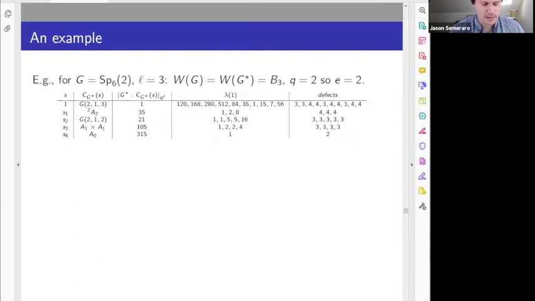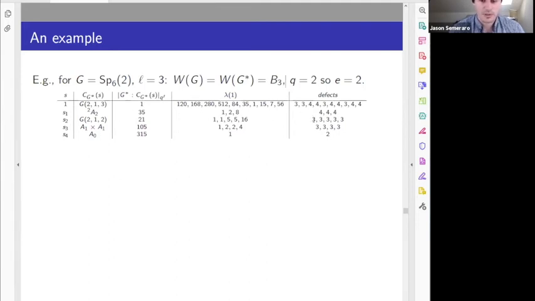Okay, so just quickly, because I don't know how much time I have left, I just wanted to go through an example which again illustrates the computability of all of these invariants. So back to the example we had before, where G was Sp6(2) and L was 3. The Weyl group in this case is just the cyclic group C2 × S3. This is the table we had before.